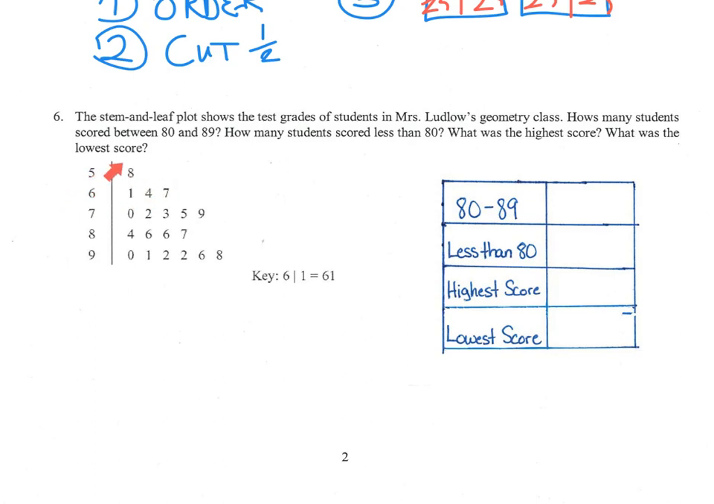Somebody scored a 58. So first, they want to know how many scored between 80 and 89. And you mark that over here. How many less than 80 means below 80. How many were below 80? How many test scores here? Goes there. What was the highest score? What was the lowest score? Fill in that chart.